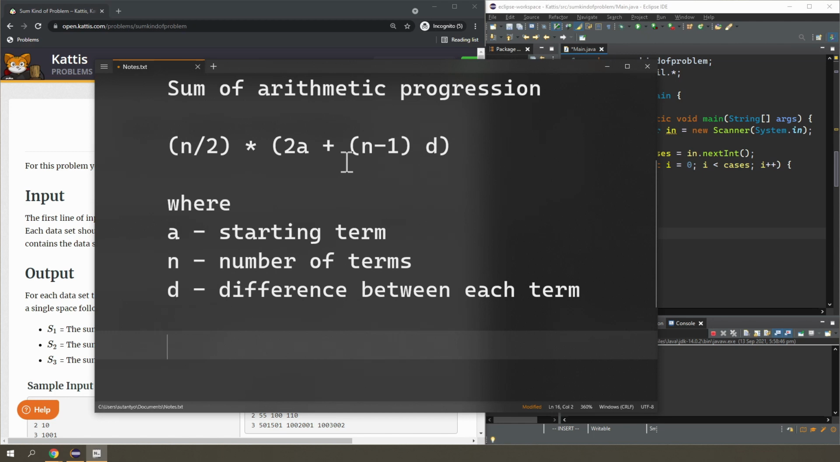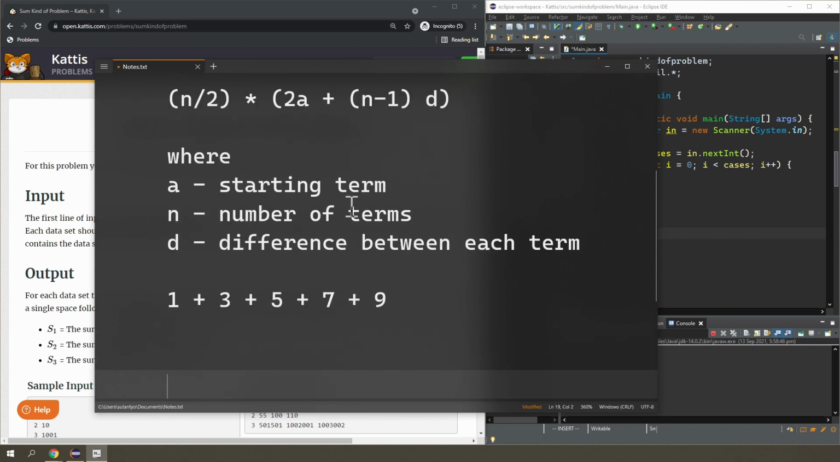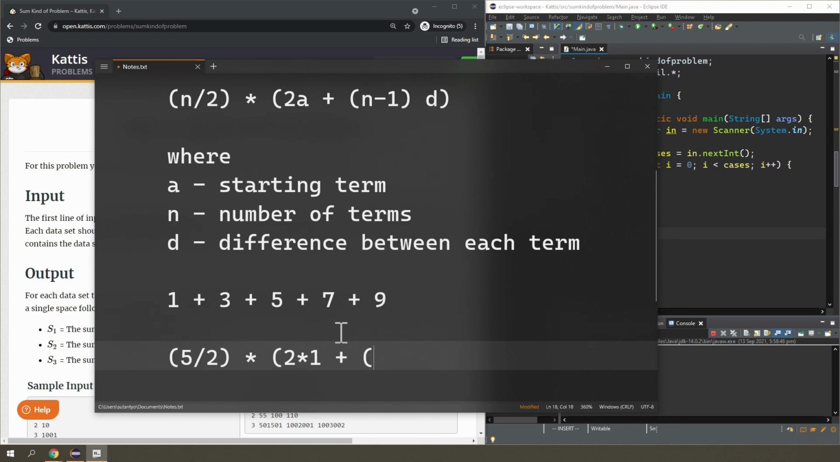So if you have a sum, let's look at the sum of odd numbers. So you have 1 plus 3 plus 5 plus 7 plus 9. So there are 5 terms. A is the starting term, so A is equal to 1, n is the number of terms, so that's equal to 5, and then d is the difference. So this whole formula will become 5 divided by 2 multiplied by 2 times 1 plus n minus 1, which is going to be 4 times d. Sorry, d is equal to 2.